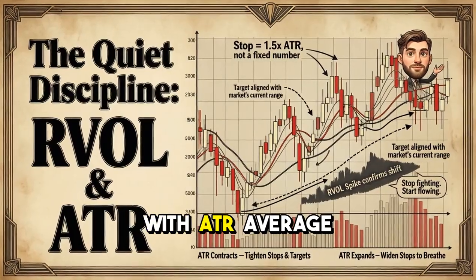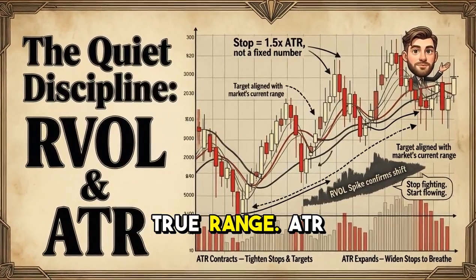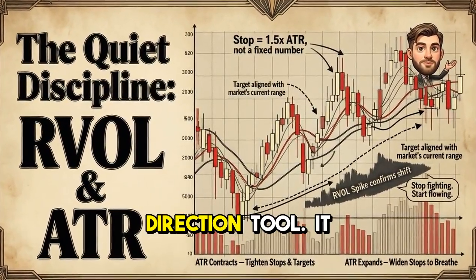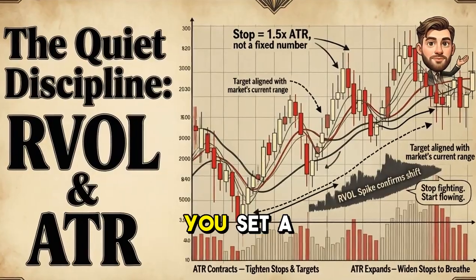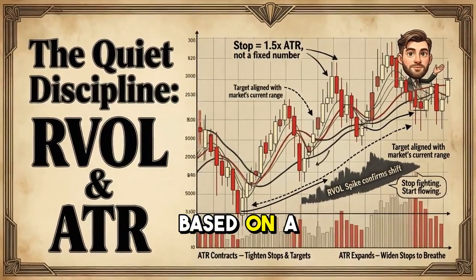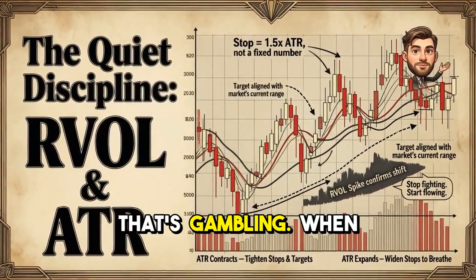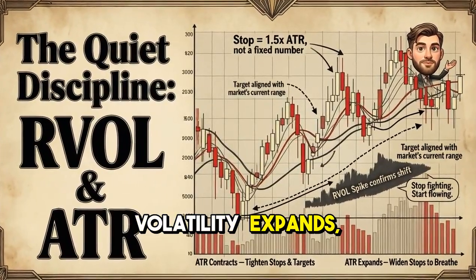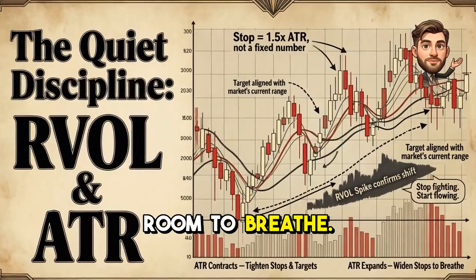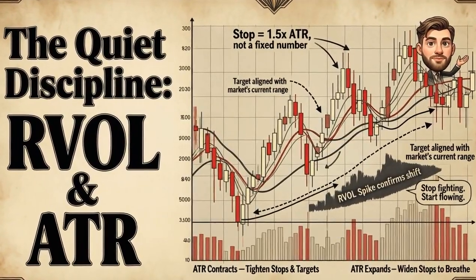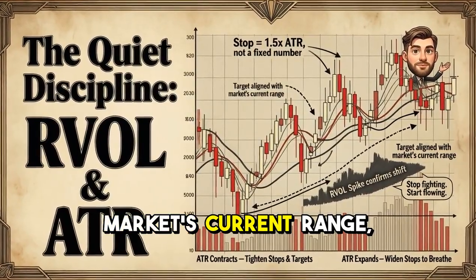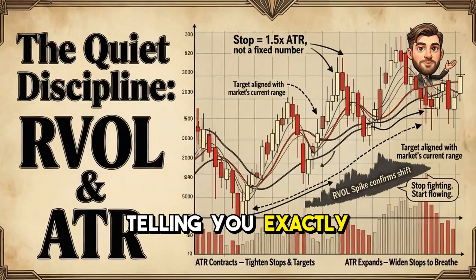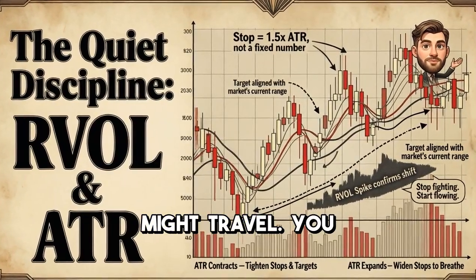Now pair RVOL with ATR, average true range. ATR isn't a direction tool. It quantifies the environment's liveliness. If you set a stop or target based on a fixed pip number, that's gambling. When volatility expands, your stops need room to breathe. When it contracts, you tighten expectations. ATR shows you the market's current range, telling you exactly how far price might travel.